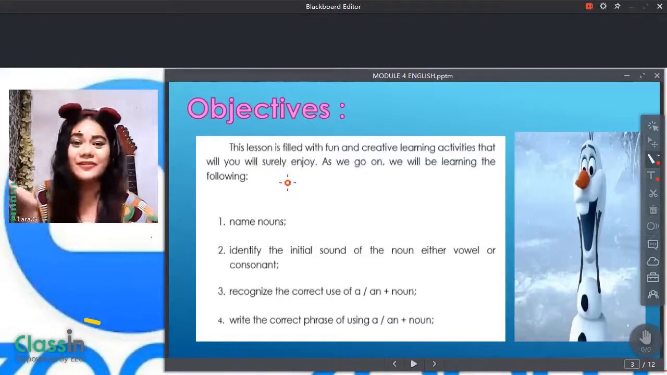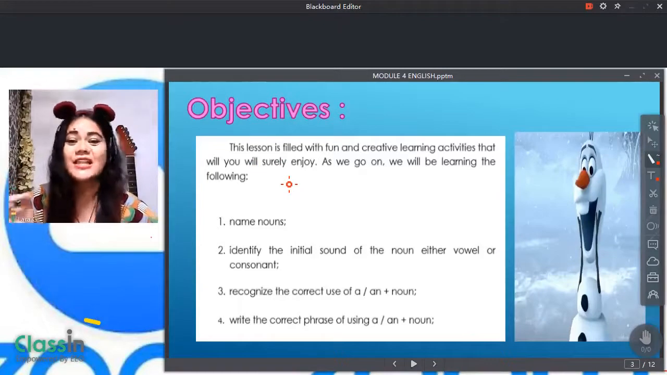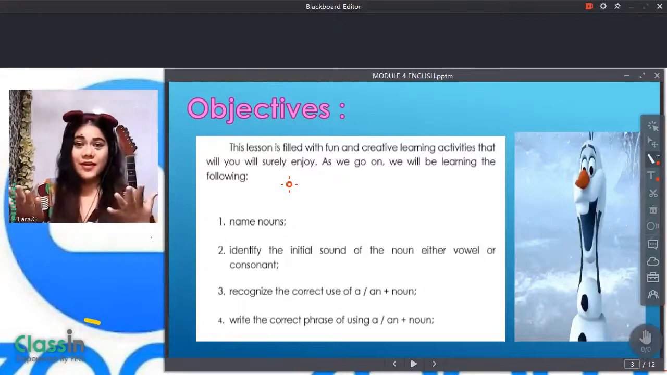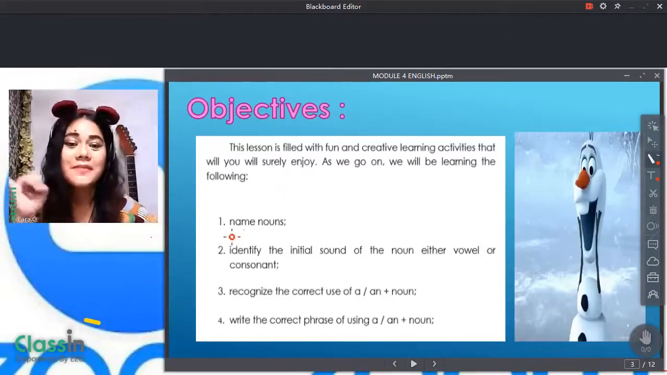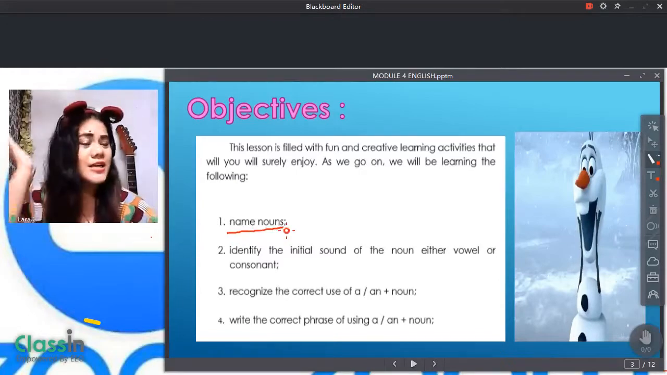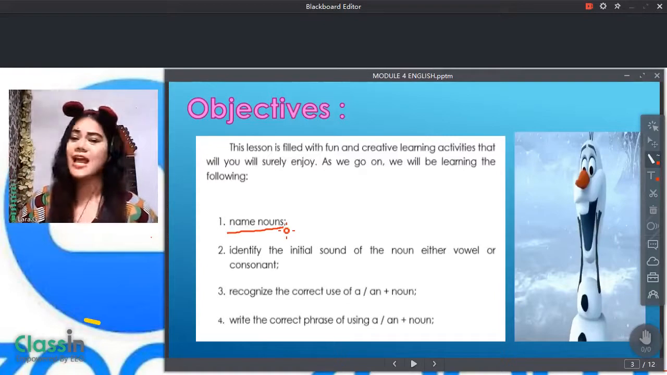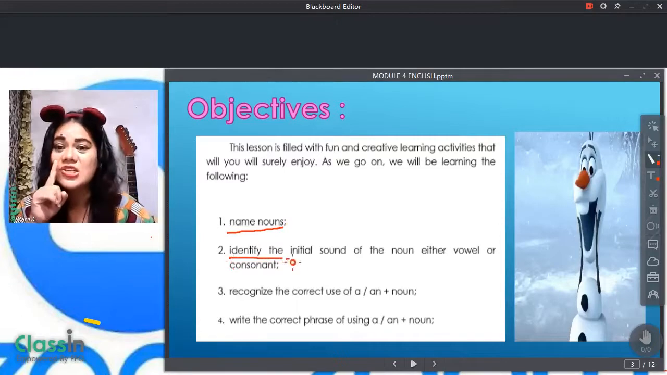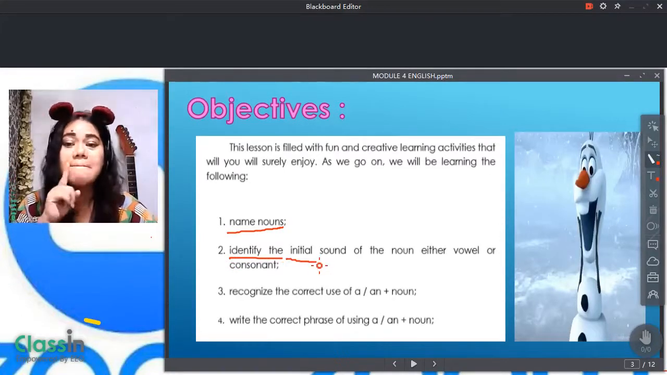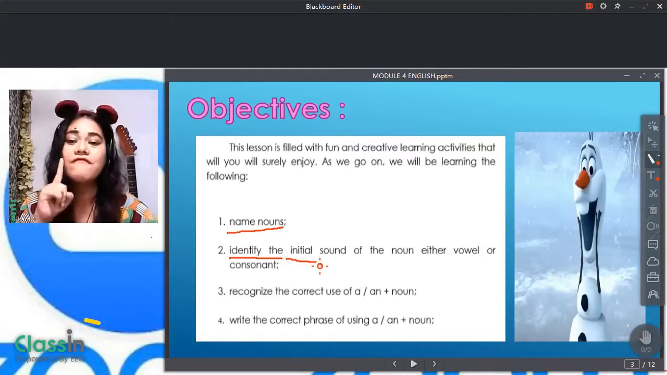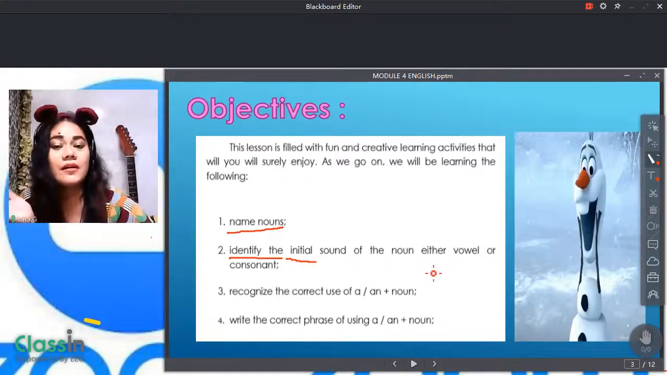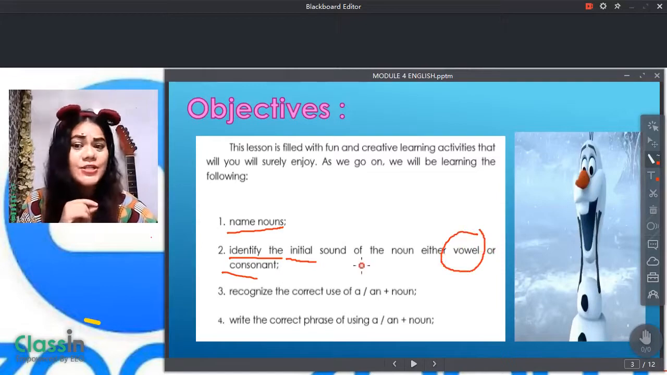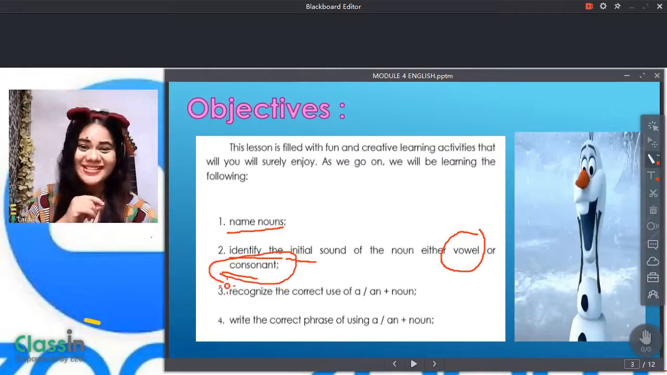So this lesson is filled with fun and creative learning activities that you will surely enjoy. And as we go on, we will be learning the following. What are the things that we will learn? Name nouns or naming words. Name of persons, places, things, animals, and events. We can name them. And we can also identify the initial sound. When you say initial, beginning, beginning sound, the first sound, either vowel or consonant. Later on, I will tell you what are vowel letters and what are consonant letters.